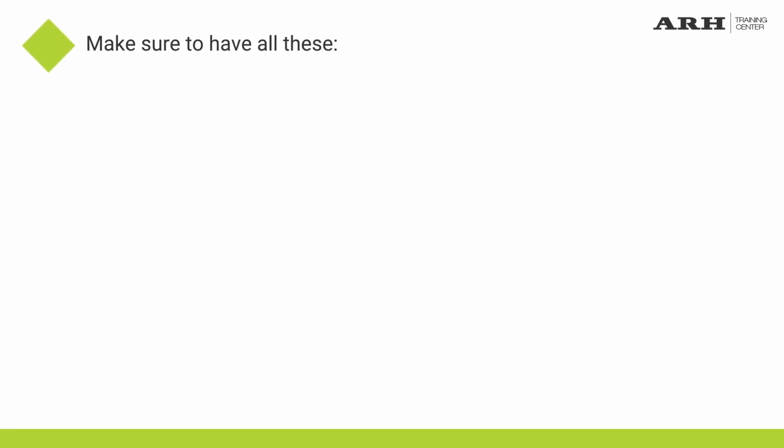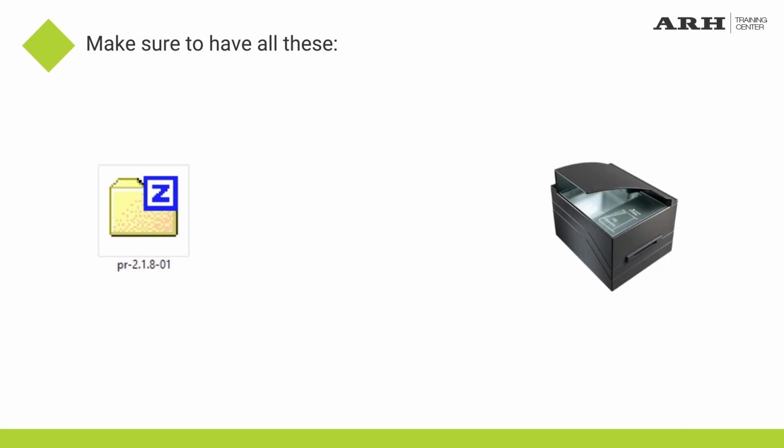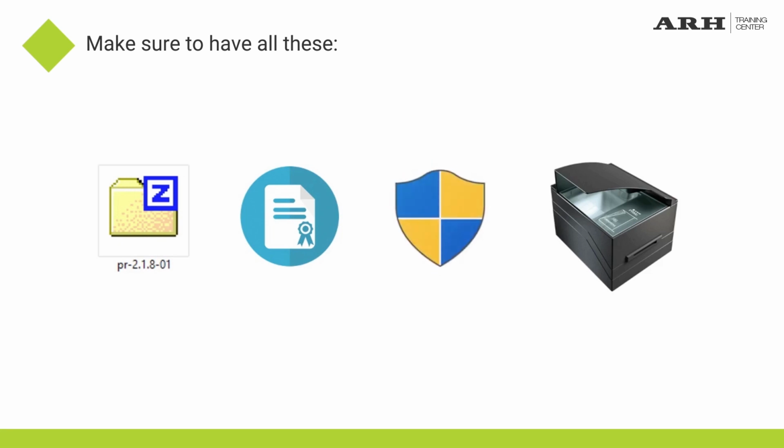Make sure to have all of these: Passport Reader or PR software package, an ARH ID or Passport Reader unit connected to your computer via USB, PR software license valid for the software version included in the package, administrator privileges on your operating system. If any of the above items are missing, or if you're unsure about your license, please get in touch with your sales representative or with your system administrator.